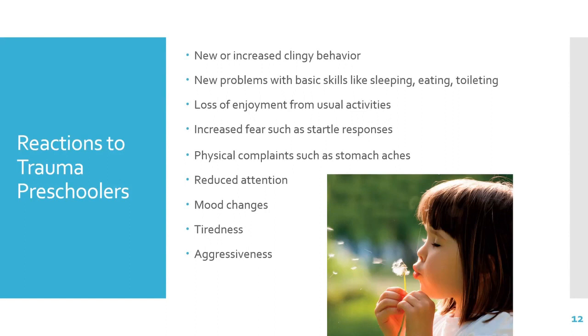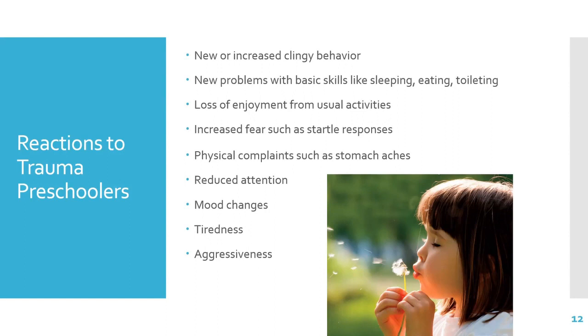We may notice mood changes. Maybe they're happy one minute and very, very sad the next. Maybe they're angry. All of these moods are reflections of the internal experience of this child. They may be tired. Maybe they're not getting enough sleep at night at home. Maybe they're spending too much time thinking. And remember, this kind of chronic stress takes a toll on the physical body.